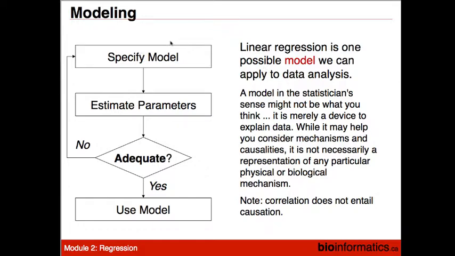So what we do here in modeling is we specify a model. In this case, it would be that there's a linear model that we can apply. We estimate the parameters of that model. So for a linear model, the parameters would be the slope and the intercept of the y-axis. And then we ask, well, is the model any good? Does it actually explain our data well? If it is not good, we either re-estimate the parameters or we specify a different model. But if it's adequate, we can use the model, for example, for prediction.